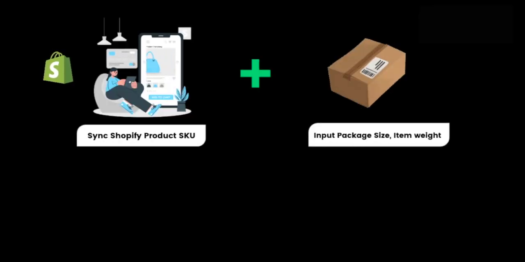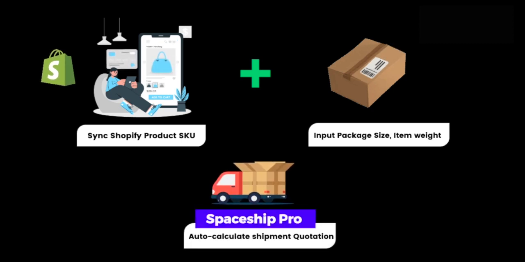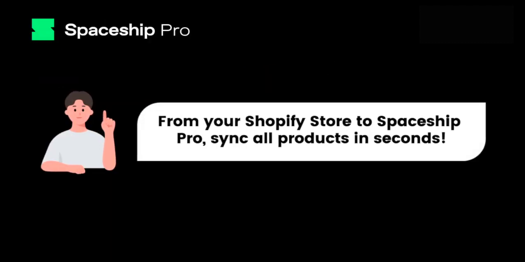Sync your Shopify product SKU and input package and item weight. Spaceship Pro will auto-calculate your shipping quotations. From your Shopify stores to Spaceship Pro, sync all products in seconds.